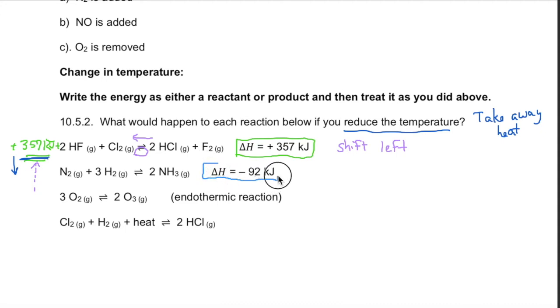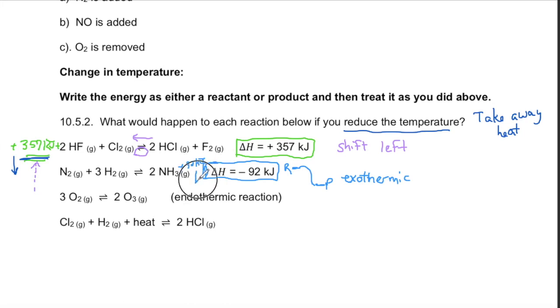For this next example, we have a negative overall energy change. So our products are lower in energy than our reactants. This is an exothermic process, when energy is coming out of the reaction. So if energy is coming out of the reaction, the energy is one of our products, so we can write the energy on the right side of this reaction. Reacting 1 mole of nitrogen and 3 moles of hydrogen produces 2 moles of ammonia and 92 kilojoules as one of the products.